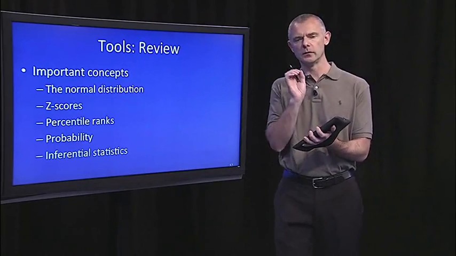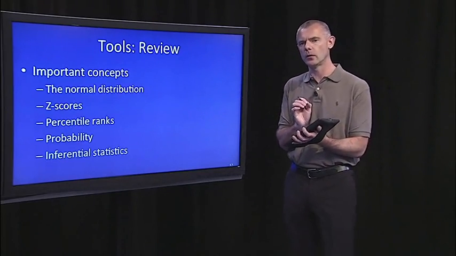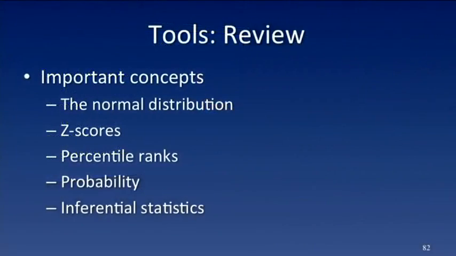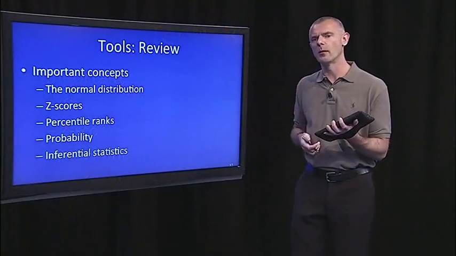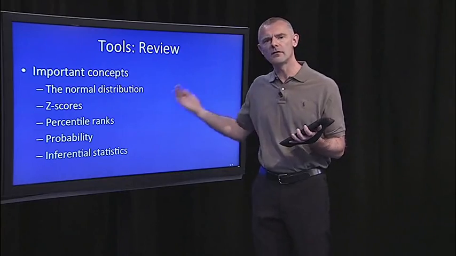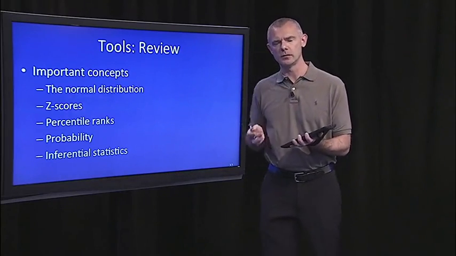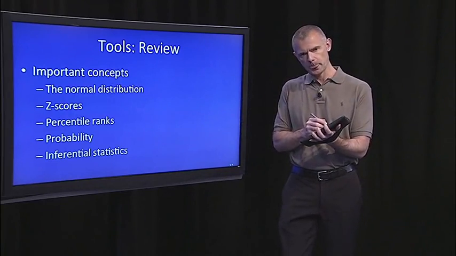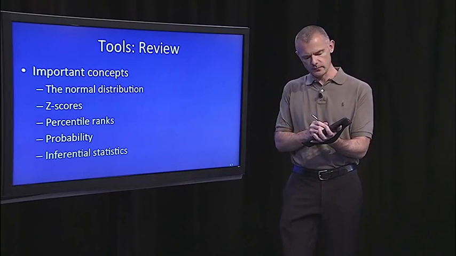So to wrap up here, the tools that we need for inferential statistics are the normal distribution, knowing its properties, this concept of z-scores as a standardized unit of measurement, and converting raw scores to z-scores and to percentile ranks, knowing just the basics of probability theory, and all of that wrapped together will allow you to start engaging in inferential statistics. And that brings us to the end of Lecture 2.